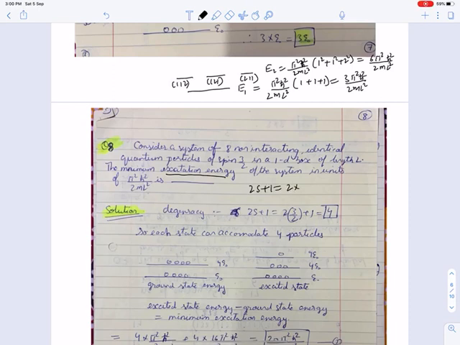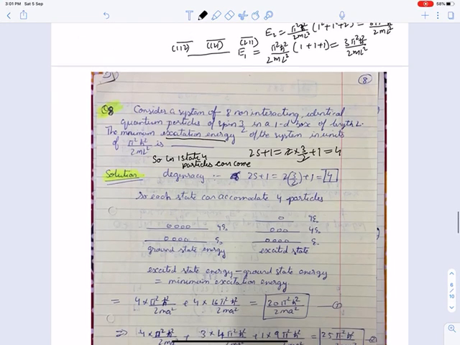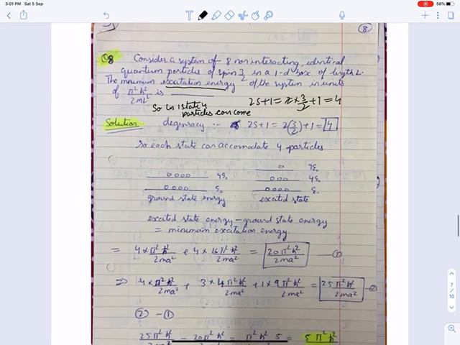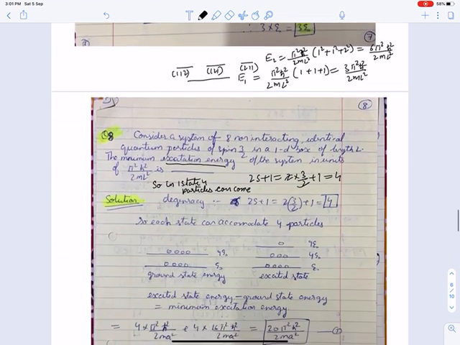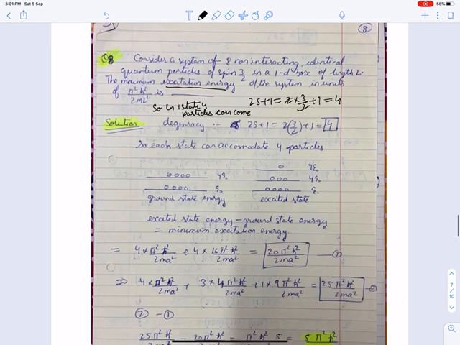So 2 into 3 by 2 plus 1, it will become 4. So now in one state 4 particles can come. Okay, so now the question is the minimum excitation energy.